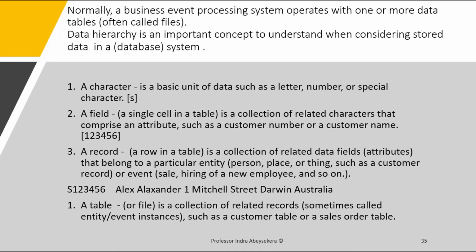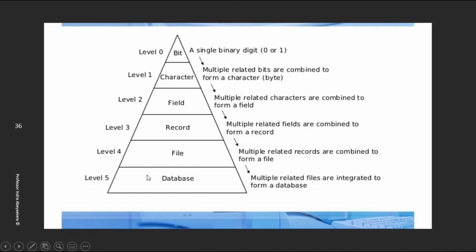So we have a row for each customer, and there are fields, the cells, and in each field there are characters. A database would have a basic level as a binary digit. If at all, it will start with a character, and the characters would form a field. A set of fields will form a record, and a set of records will form a file, and a set of files will form a database. So that's the hierarchical arrangement of a database.